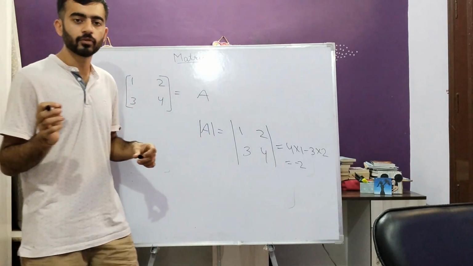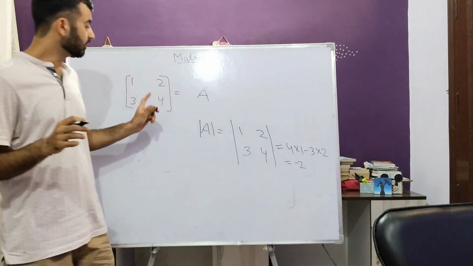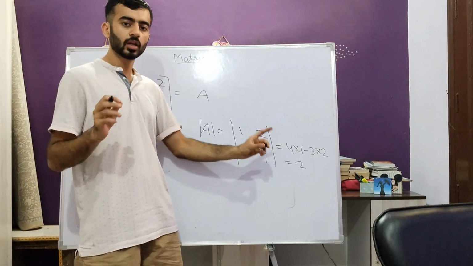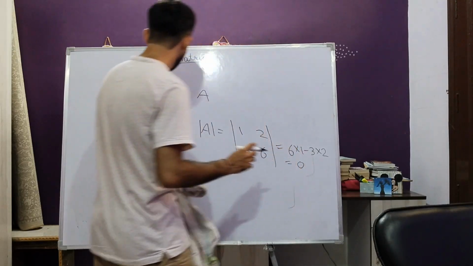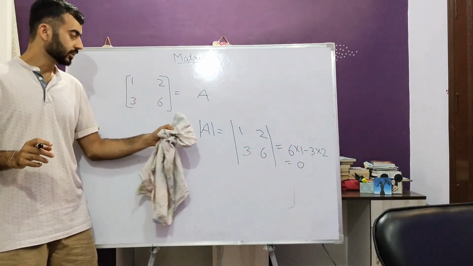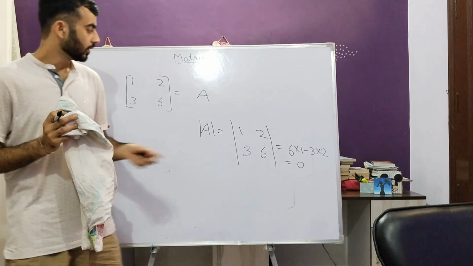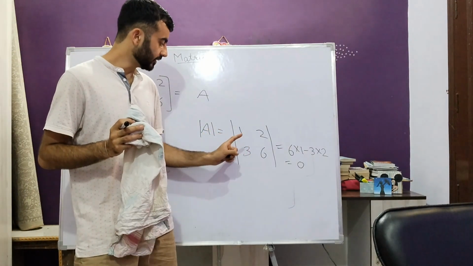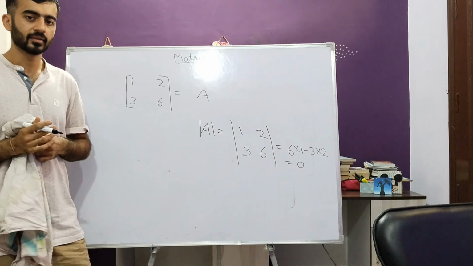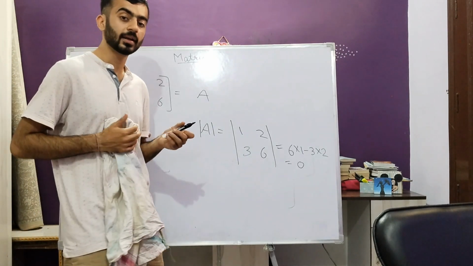Let us take an example of a singular matrix. The earlier one was a non-singular matrix because its determinant came out to be non-zero. In this matrix 1, 2, 3 and 6, the determinant is 1 into 6 minus 3 into 2, which is 0. That's why it's a singular matrix. Now let's take an example of a 3 by 3 matrix.